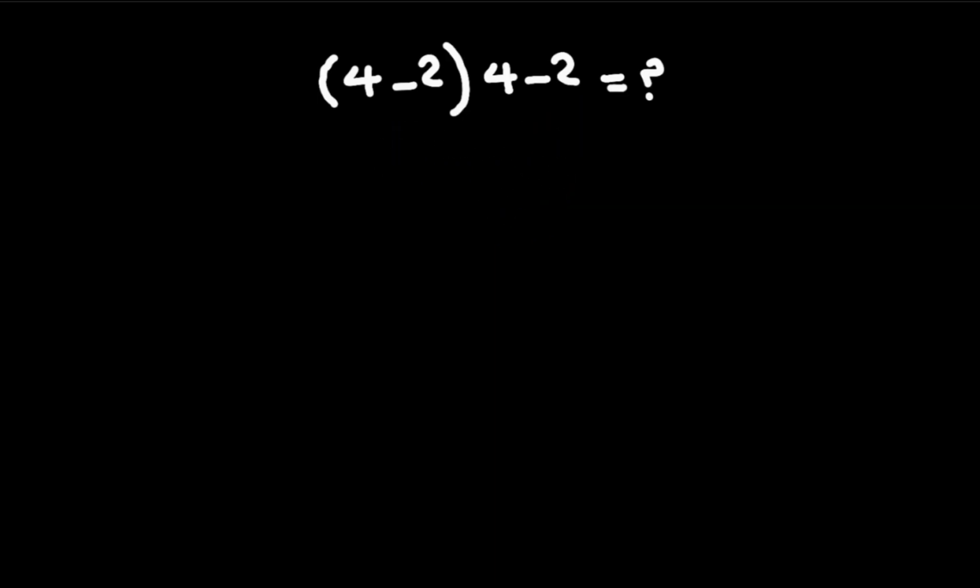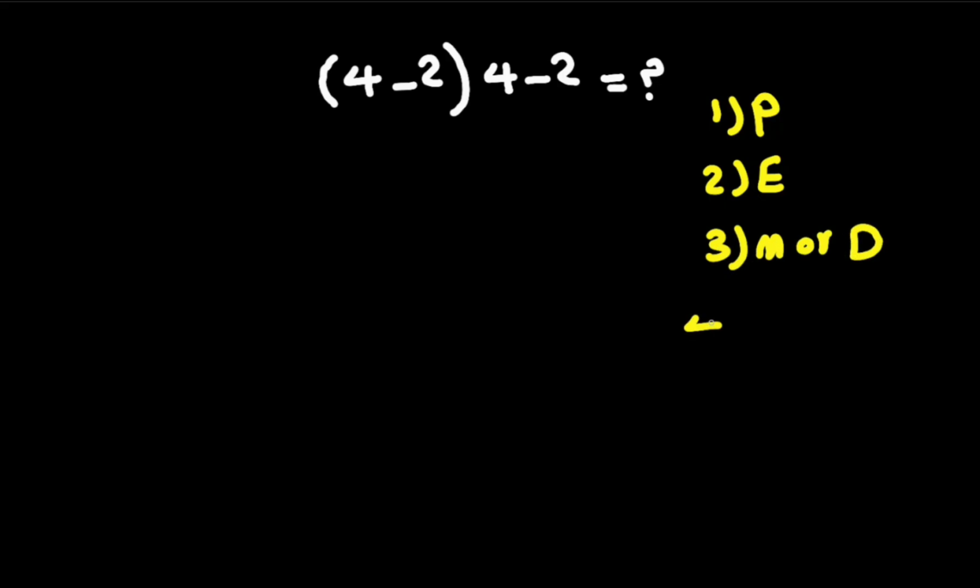According to the rules of mathematics, PEMDAS, we have to solve this math expression in this way: first parentheses, then exponent, then multiplication or division, and then addition or subtraction. According to this rule, we have one parenthesis here that we have to solve first. So 4 - 2 gives us 2.